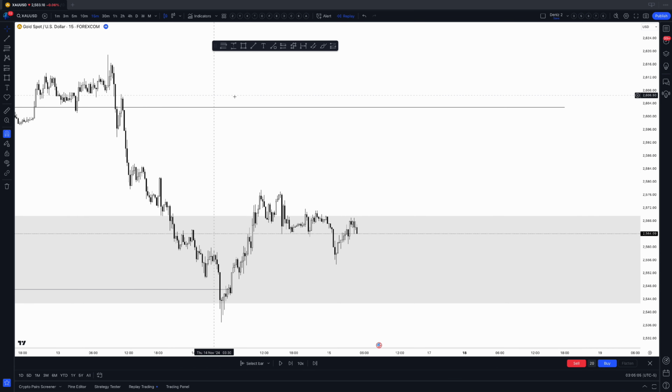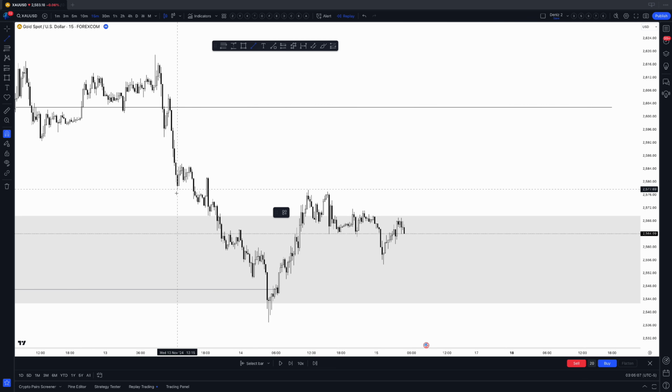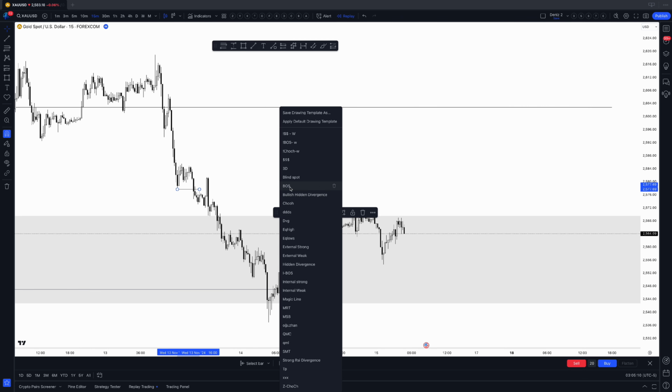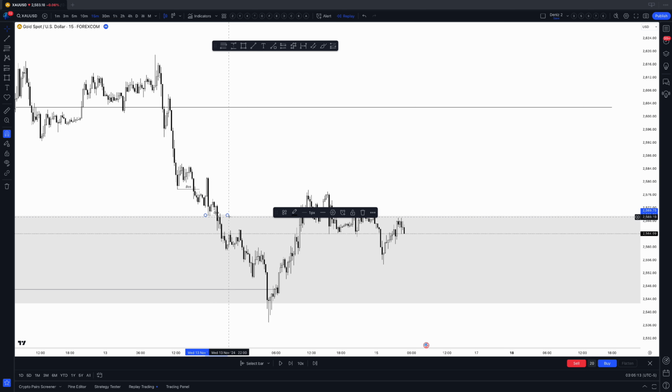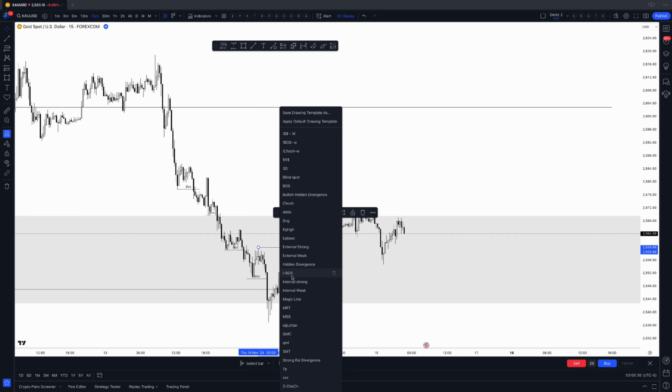I'm marking each break of structure here. These are very shallow retracements. If you observe the candle sizes, they indicate that the momentum is slowing down, suggesting that the downtrend might end and a correction could begin. After a while, the signal of a possible correction appears with a change of character.